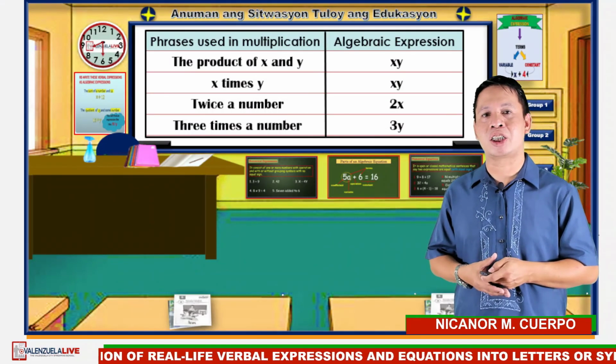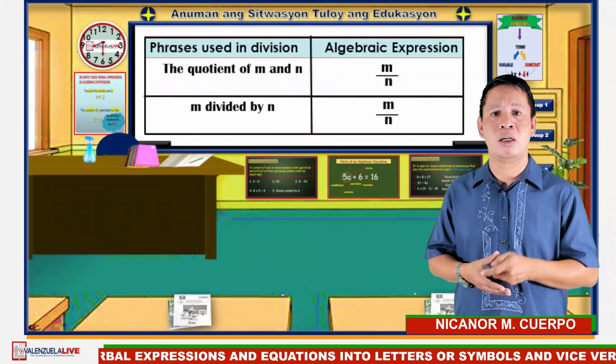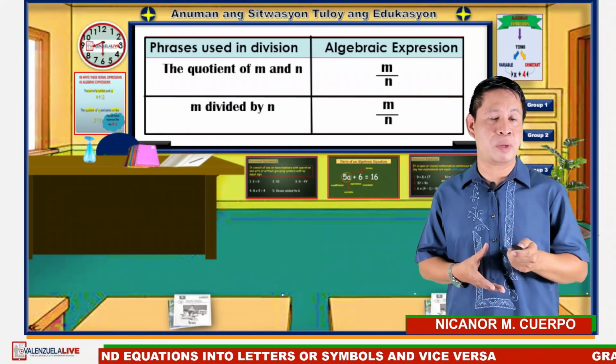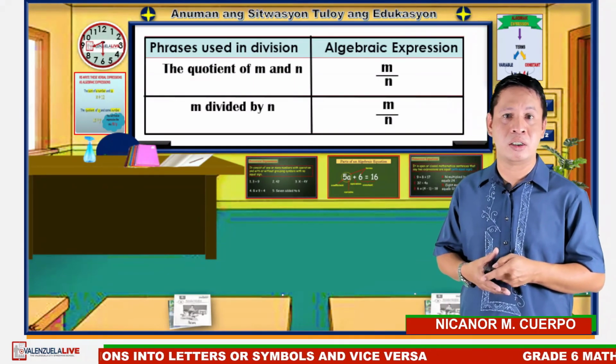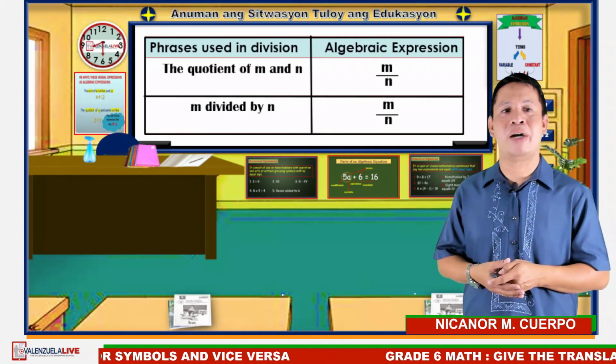So, next. For the phrases used in division, the quotient of m and n. So that in algebraic expression is m over n. M divided by n is also m over n.